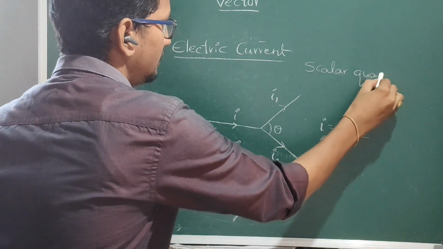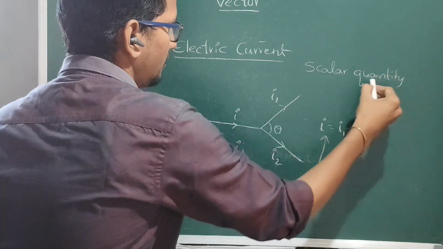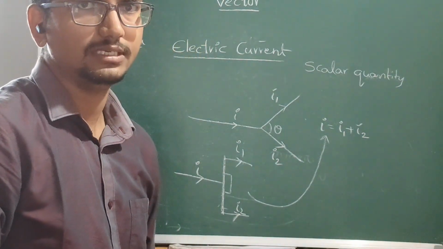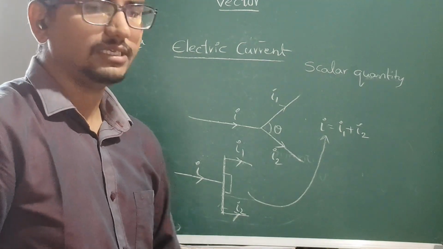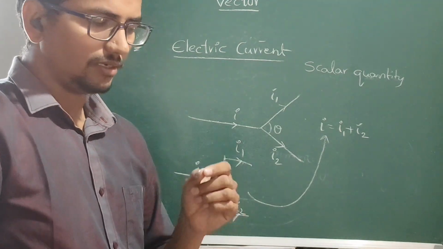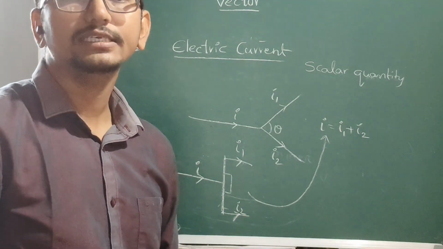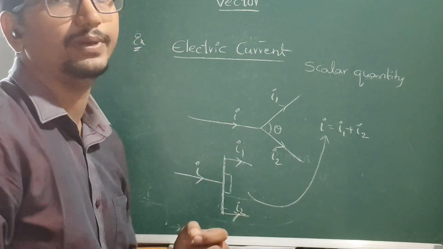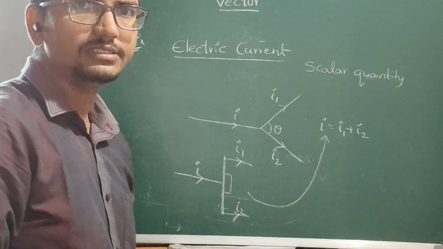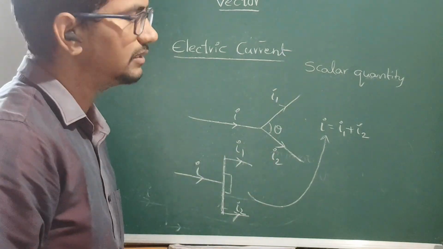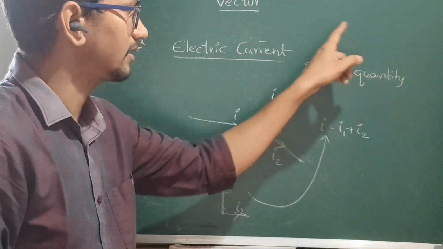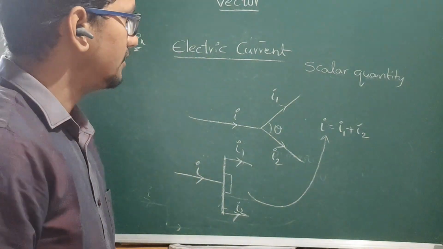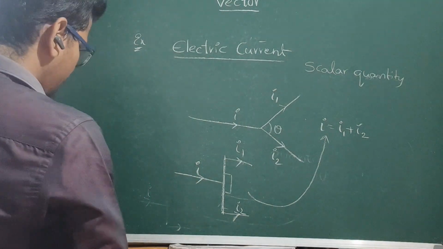Already I told you that if it does not obey the laws of vector addition, then the body is said to be a scalar quantity. When it is a vector quantity, the body has not only magnitude and direction, but it should also obey the laws of vector addition. When it obeys the laws of vector addition, then it is called a vector quantity. Otherwise, scalar quantity. This is the best example of a scalar quantity. See, and next one.